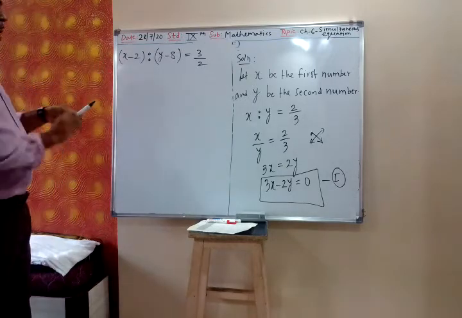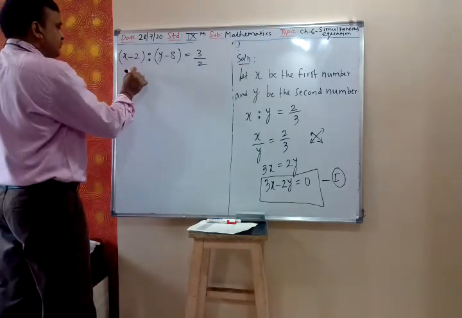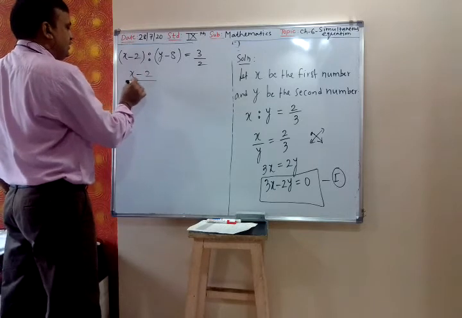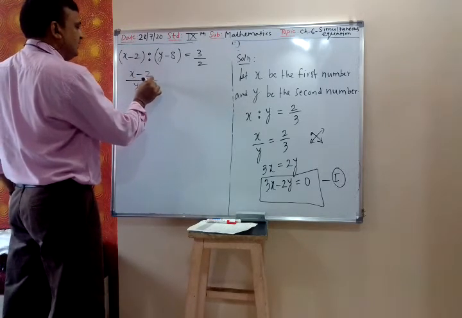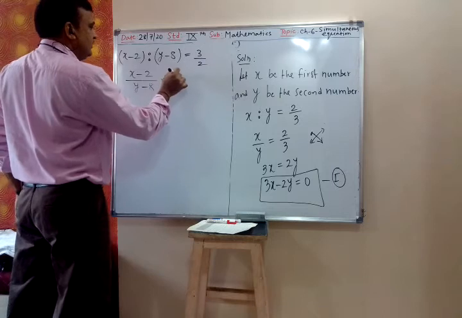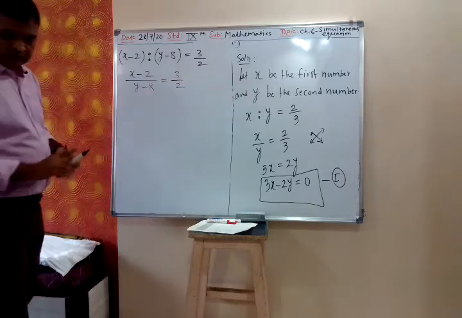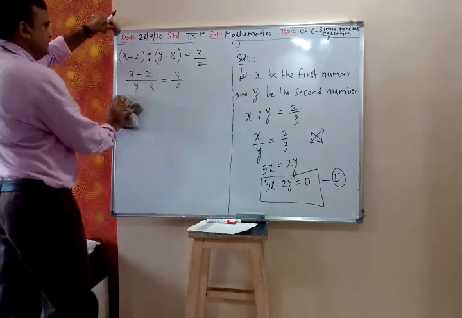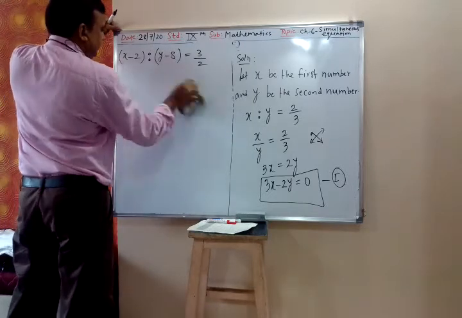So x minus 2, ratio means division, upon y minus 8 is equal to 3 by 2. Right?